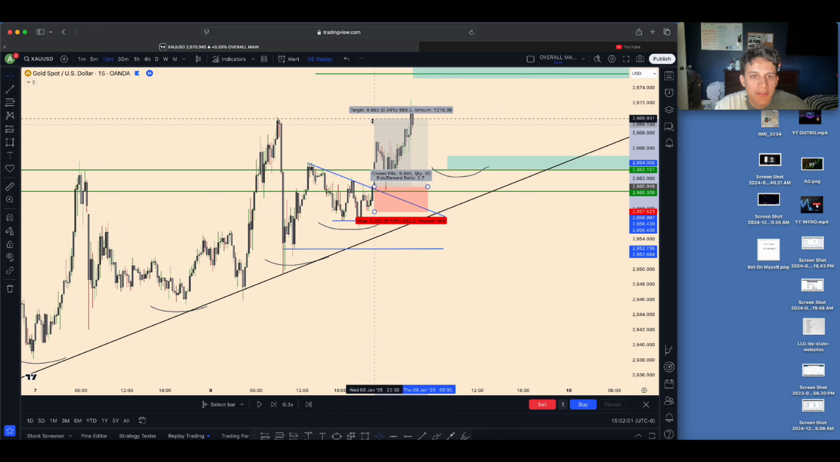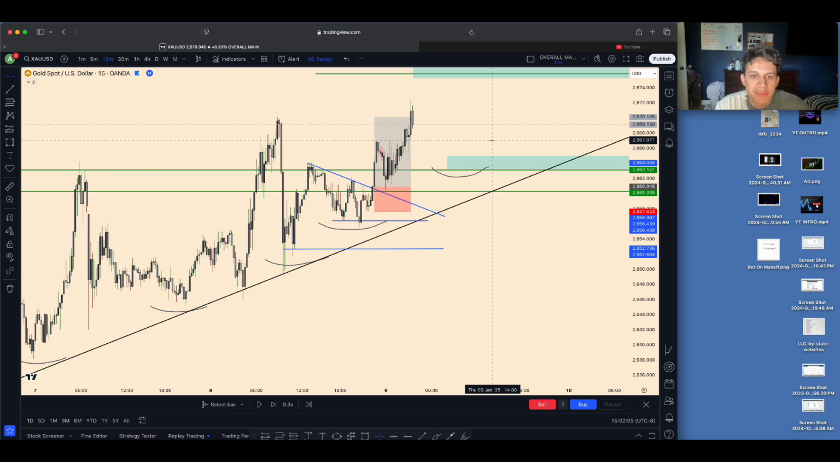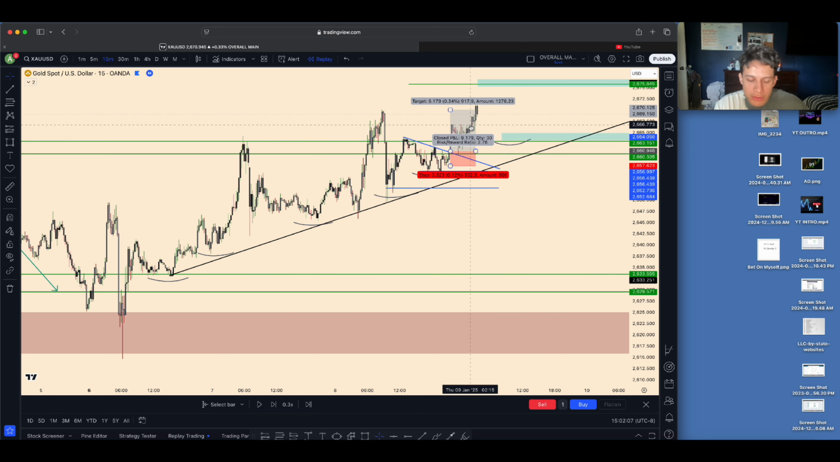But if we're just playing level to level, this would have been ideal. You would have caught a 1 to 2.7 R to R, which is beautiful. So this is the buy opportunity that I executed off later in session after taking the loss. So yeah, that put me up on the day for those accounts.